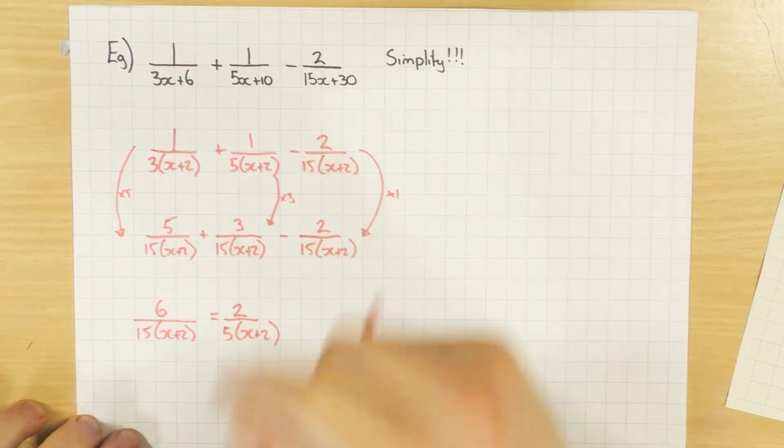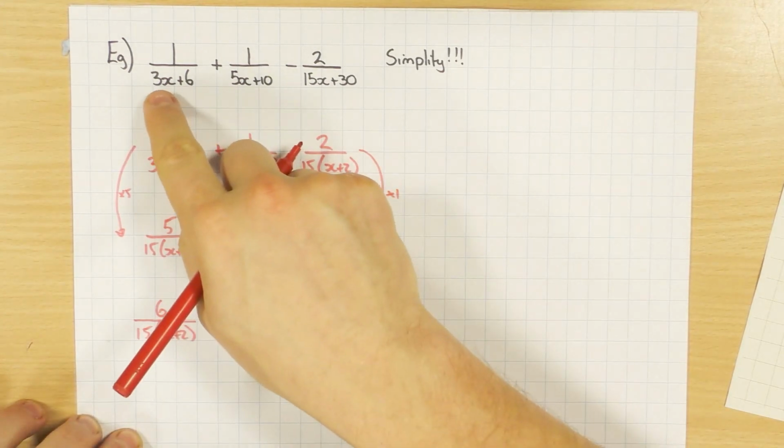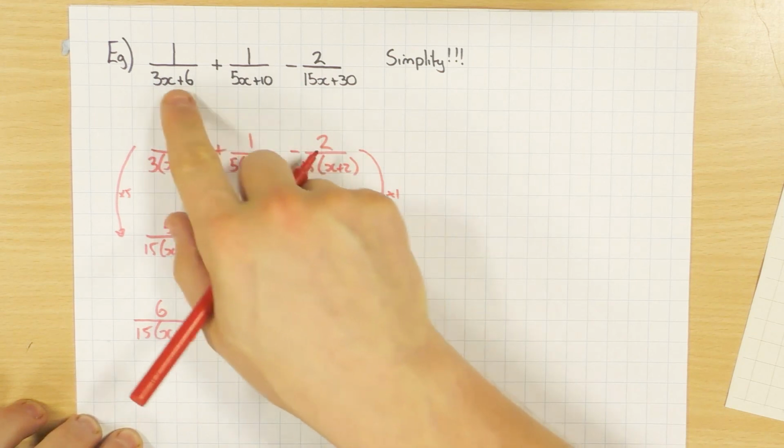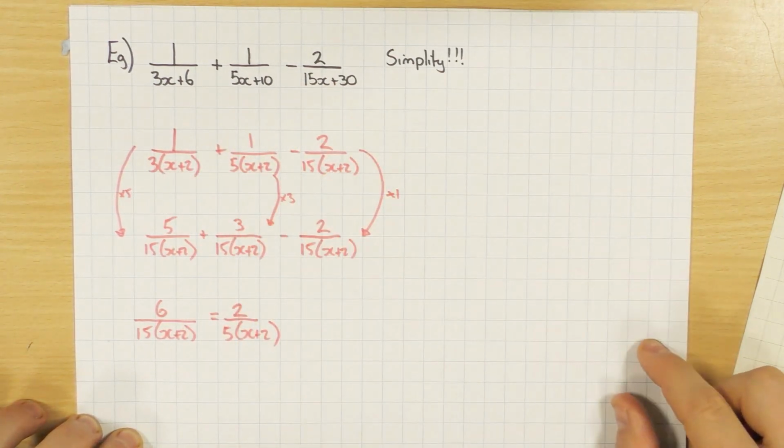So it looks horrible, and if you were to do the same trick of timesing all these together, it would be quite big. So have a little look. Can you factorize them to get the same thing? Just another little thing to be aware of, so you don't do too much work.